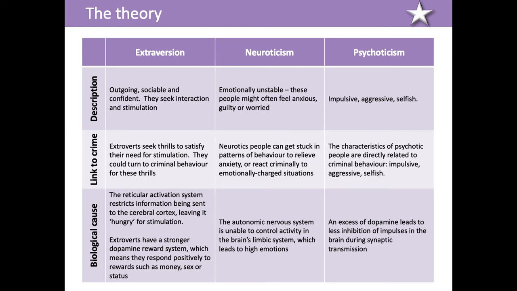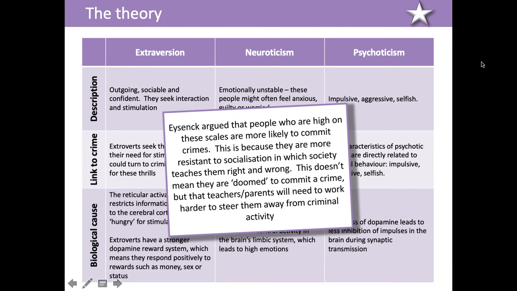The last thing to note about this theory is that Eysenck argued that people who are high on these scales are more likely to commit crimes, and that this is because they are more resistant to socialization in which society teaches them right and wrong. So they're resistant to the kind of teaching, learning, and conditioning in which we teach children to follow rules and to follow laws. This doesn't mean they are doomed to commit a crime, but that teachers and parents will need to work harder to steer them away from criminal activity.